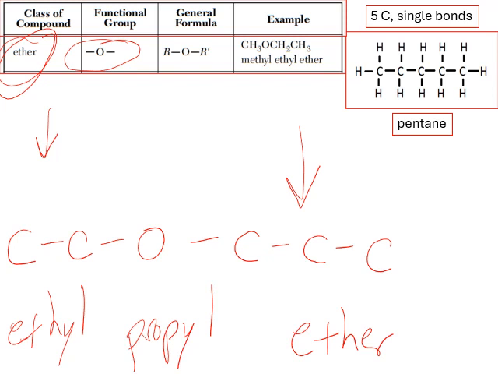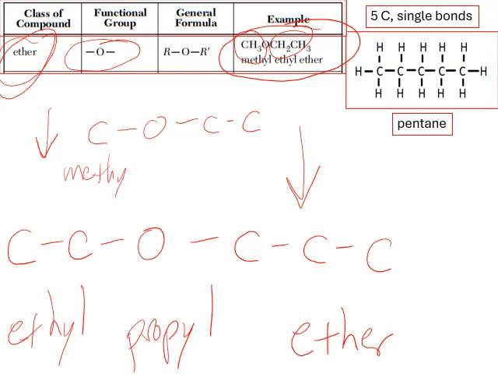You can see on this example up here, there's a one carbon group, and then the O, and then a two carbon group. So that would be like this, one carbon, an oxygen, and then two carbons in a row. Because one carbon's over here, you'd say methyl. Because two carbons on the right, you'd say ethyl, and then again ether. Methyl ethyl ether. It's just fun.